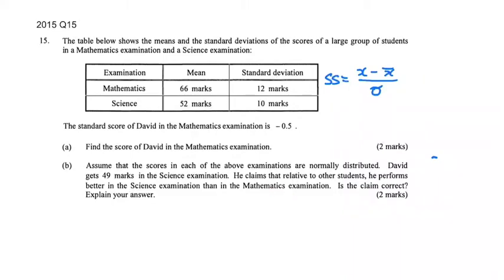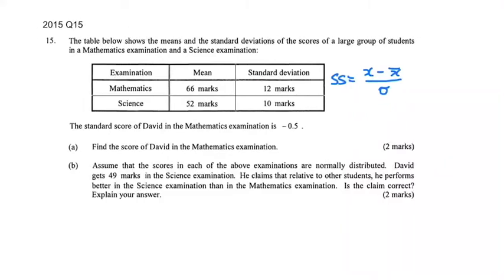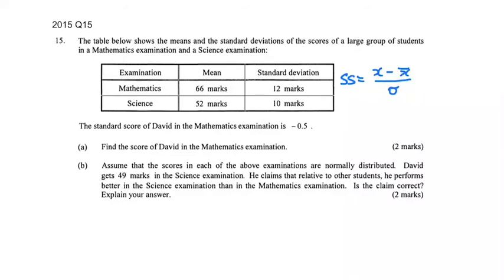That should be the formula required for this question. And now let's move on with the question. First of all, it's about one guy whose name is David, and he got marks for his exams for maths and science. Both of them have their mean and SD already given, and you're also given the standard score of the maths examination.